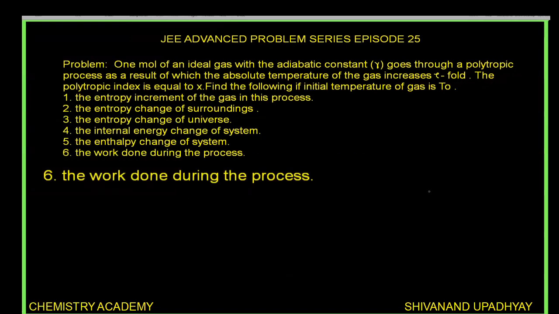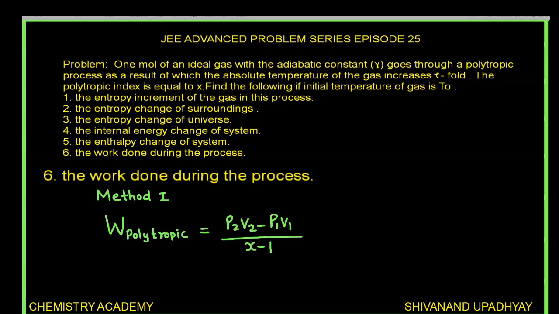And the sixth part is the work done during the process. The work done during the process can be calculated by two methods. The first method is very simple, which is based on a direct formula. In method one, we use the formula to calculate work done in a polytropic process. Like in an adiabatic process, it is P2V2 minus P1V1 upon x minus 1, where x is the polytropic index. In case of adiabatic, we write P2V2 minus P1V1 upon gamma minus 1.